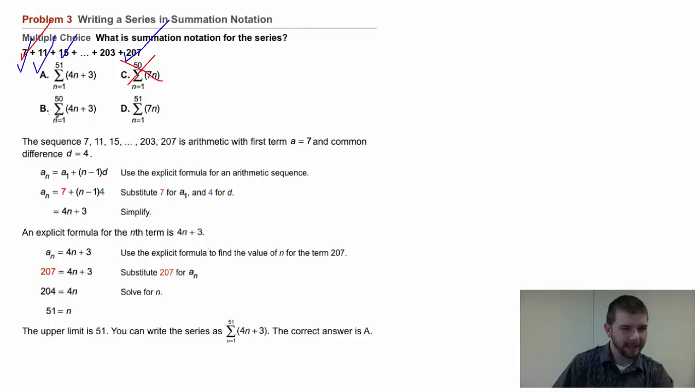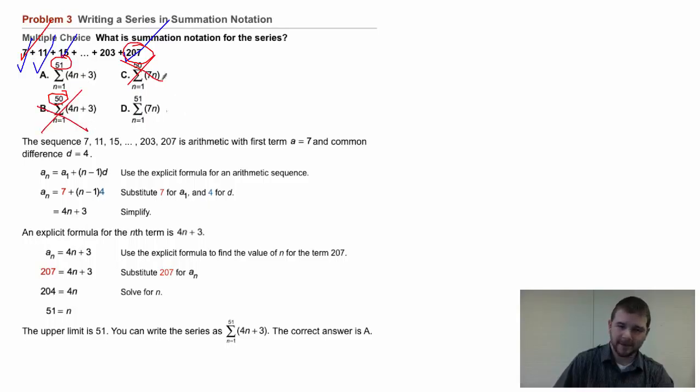How about B? We would substitute in 1. Notice B is really similar to A. The difference is the upper limit, and that looks to be the only difference. So once we got to the point where everything looked good, but we wanted to double check our upper limit and make sure that our upper limit of 50 provided us with a term of 207, we'd substitute 50. 4 times 50 is 200 plus 3 is 203, and we would find that B also does not work.